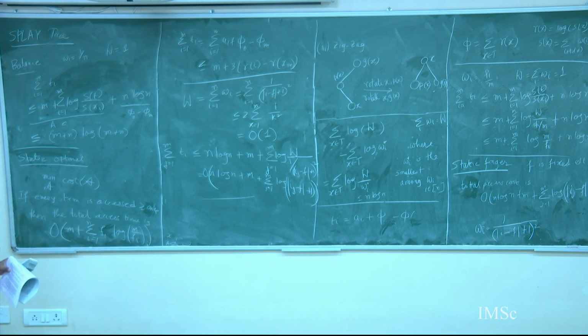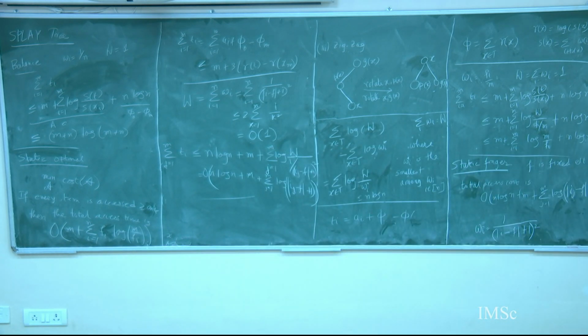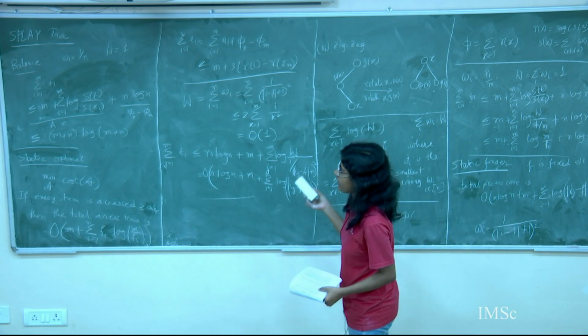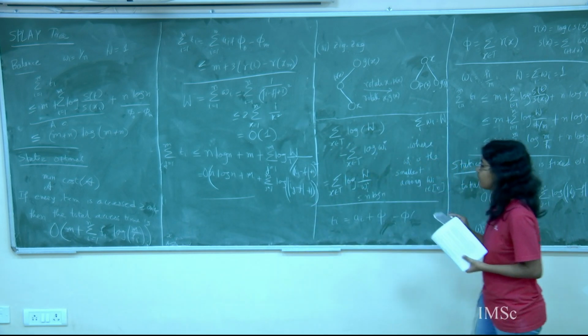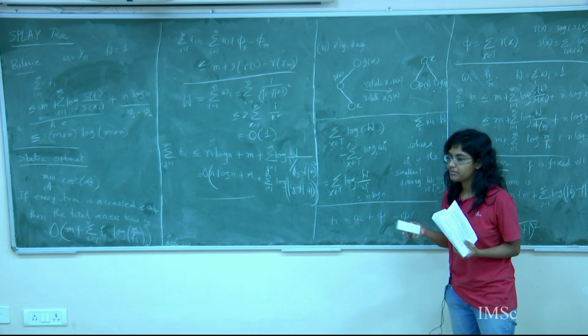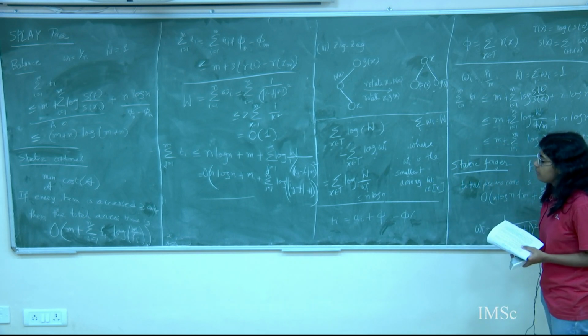The next, what is that? Your class is still, no. Okay, I'll take 2 more minutes and I will just say another property and then leave you with the main conjecture of this area. So the next property is called the working set property.